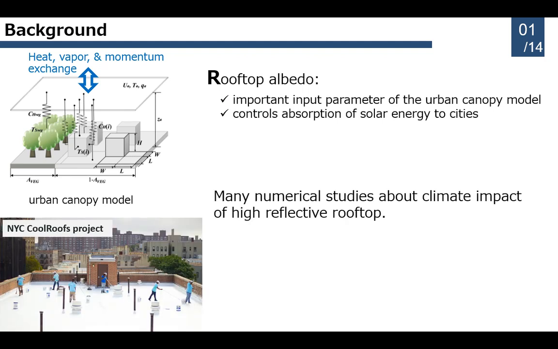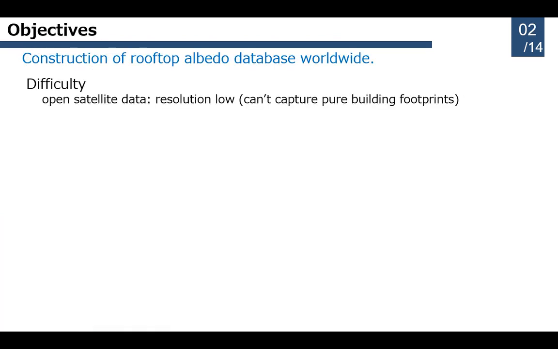In fact, there are many numerical studies looking at the climate impact of changing rooftop albedo to high reflectivity ones, so-called cool roofs. And they reported about 0.5 to 3 Kelvin reduction in near-surface temperatures. However, because of our limited knowledge of actual rooftop albedo values, frankly speaking, their findings might not be trustworthy. So that is the driving force for us to make a database over the world.